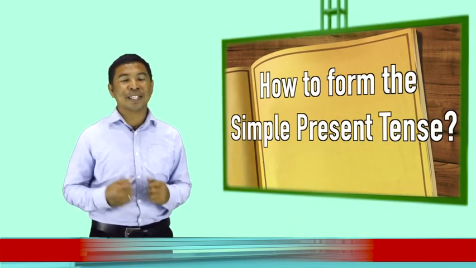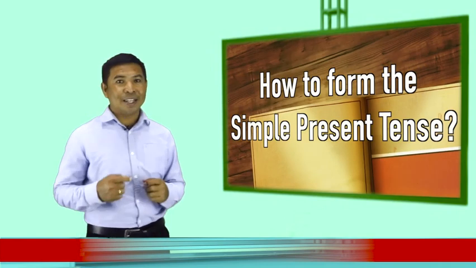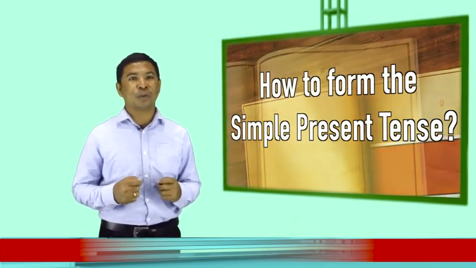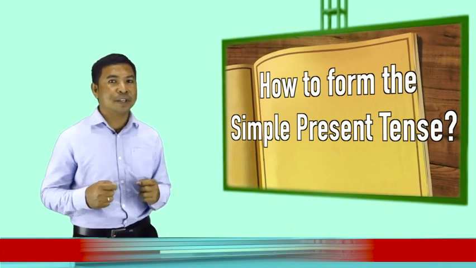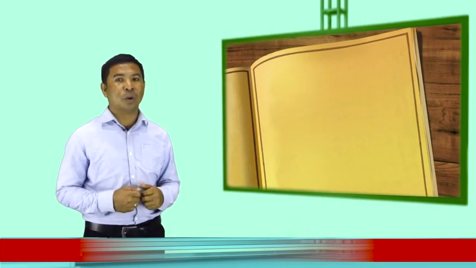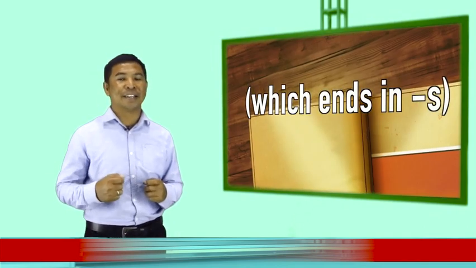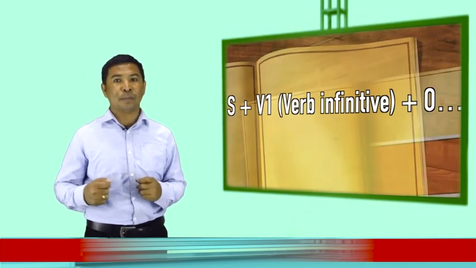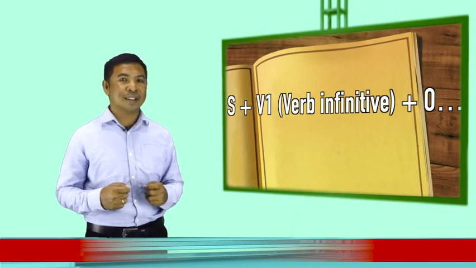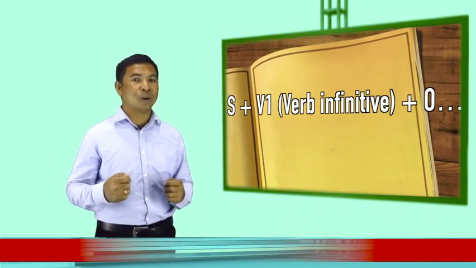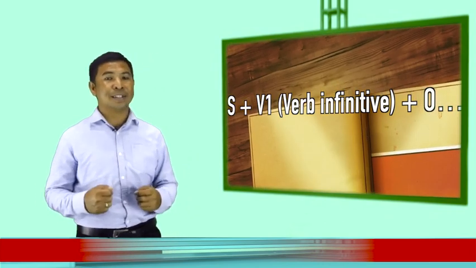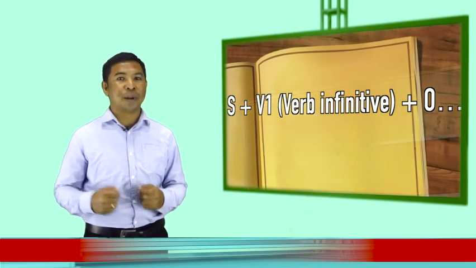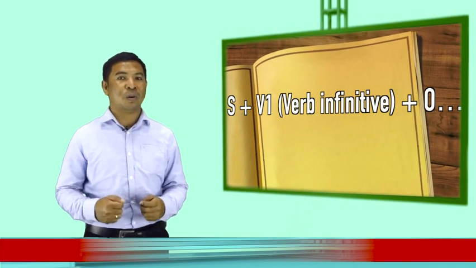How to form the simple present tense? In the simple present tense, most regular verbs use the root form, except in the third person singular, which ends in s. The formula for making an affirmative form in the simple present tense is subject (S) plus verb 1, or verb infinitive, plus object (O).